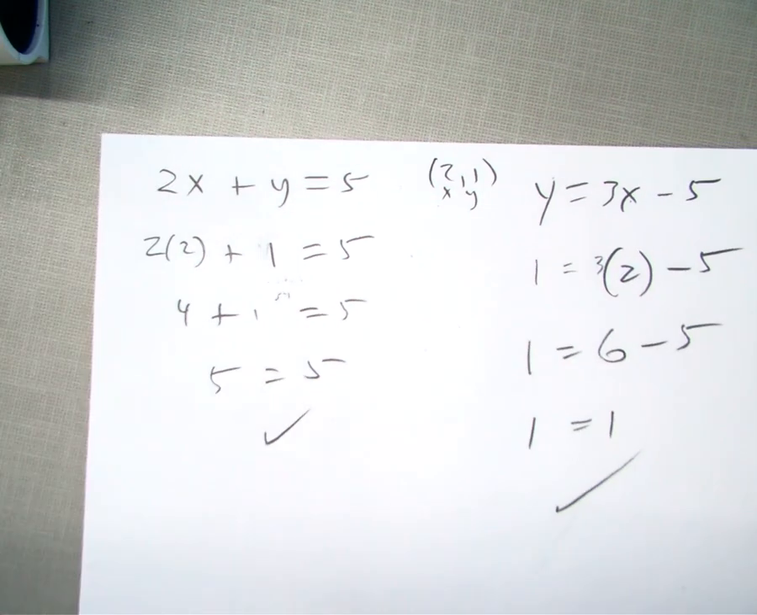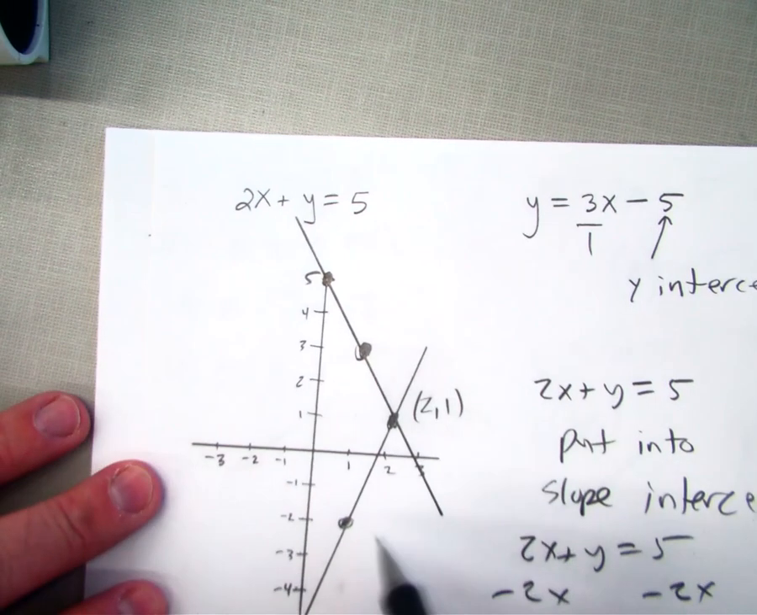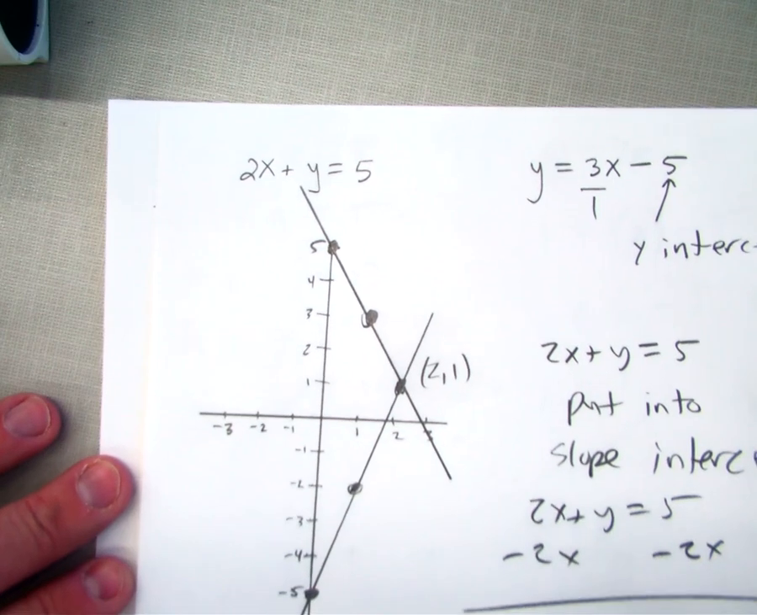And here, x is 2, y is 1. That checks. This means that this coordinate 2, 1 is the point where these two graphs intersect. It is the solution.